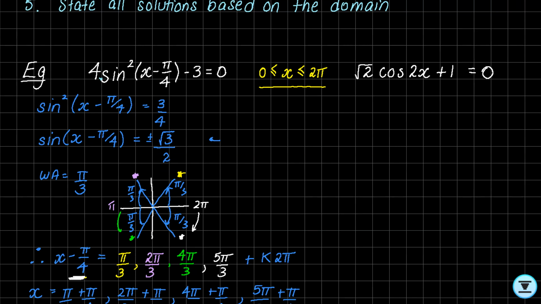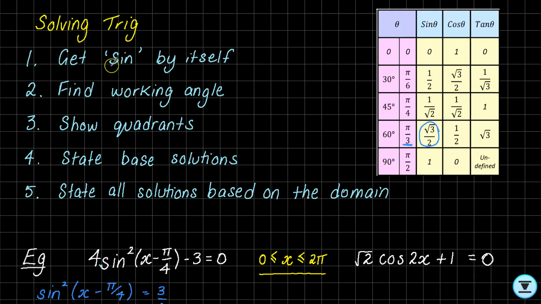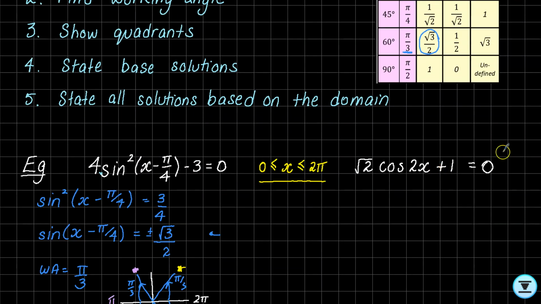So now let's try this one. Once again, what's the first step that we had to do? This time instead of sine by itself, we're going to get cosine by itself. So the 1 goes on the other side, and to get rid of the times root 2, we have to divide by root 2. So we get minus 1 over root 2.